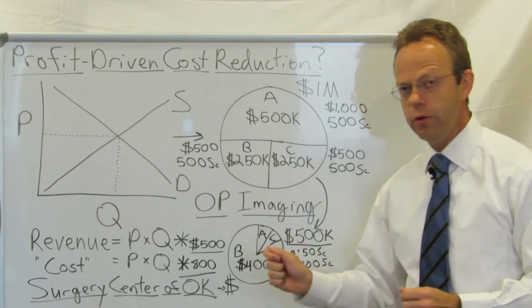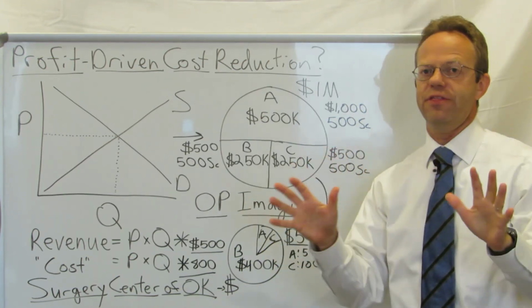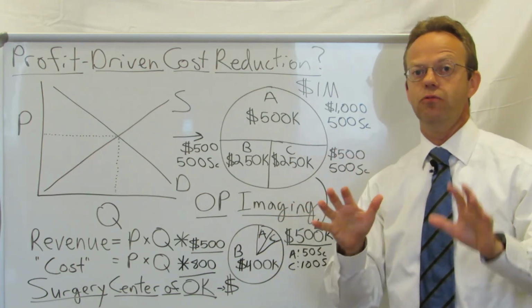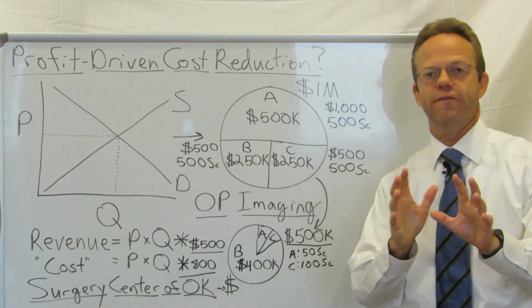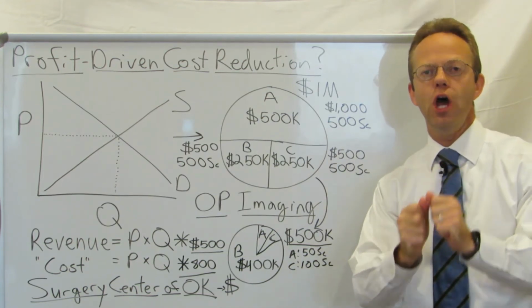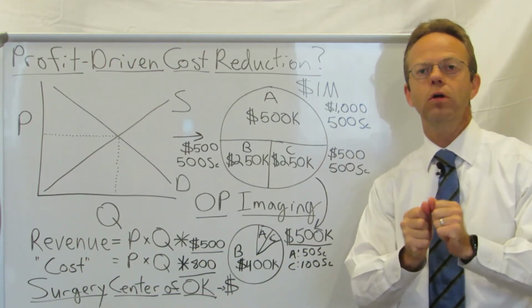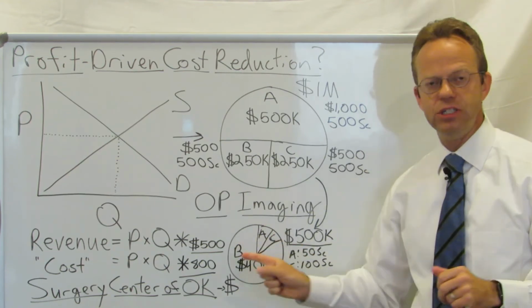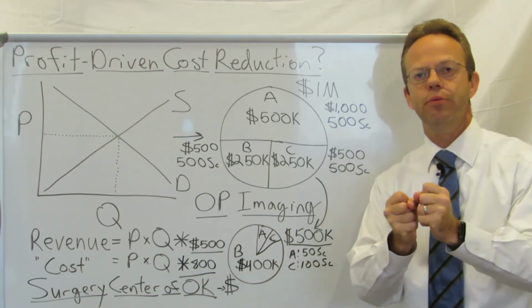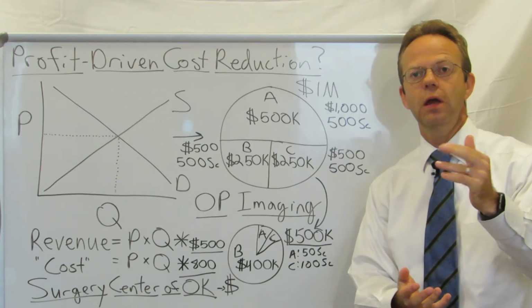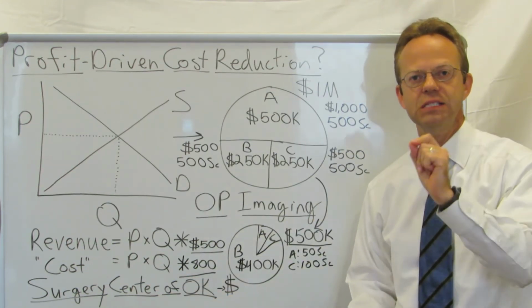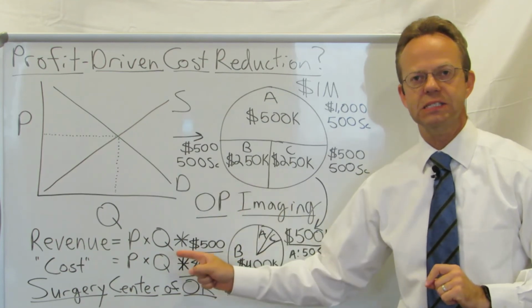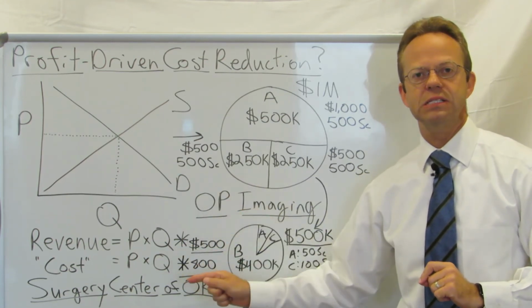Now, notice that this is not a hypothetical example. This exists in real life, and it exists in a place called the Surgery Center of Oklahoma, which many of you are familiar with. And how do you know that the Surgery Center of Oklahoma is like Imaging Center B? In other words, they're competing on price and they're winning on volume. Because if you go to the Surgery Center of Oklahoma's website, the very first thing they list there are the prices.